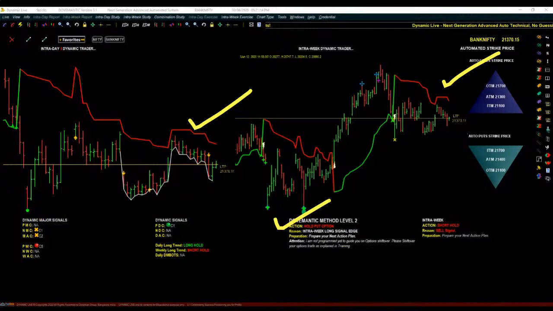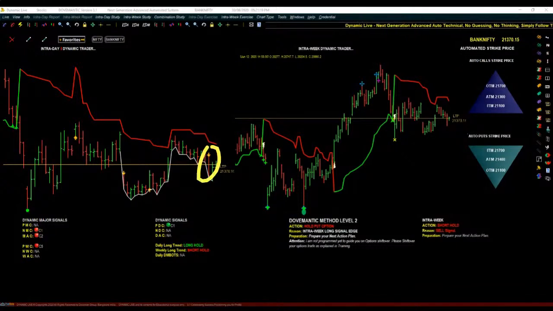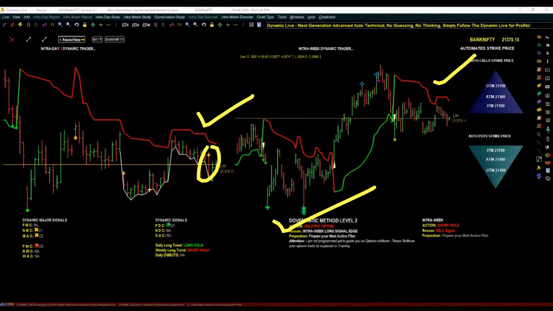Got it? So what do we check here? Earlier at this point in time, it said buy put option. When it said buy put option, we checked intraday 3 long signal, it was red in color. We checked intra-week long signal, that was also red in color. It means both the long signals are telling you that the price, the trend, is down. In a downtrend, you're planning to buy a put option.